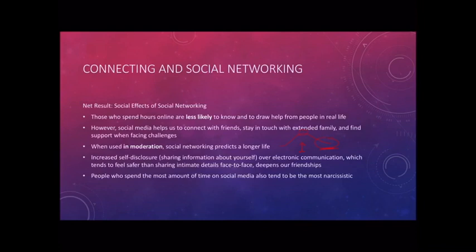Increased self-disclosure, which is sharing information about yourself over electronic communication, tends to deepen our friendships. And this is something that usually feels safer to do than share intimate details face-to-face with others. And people who spend the most amount of time on social media also tend to be the most narcissistic.